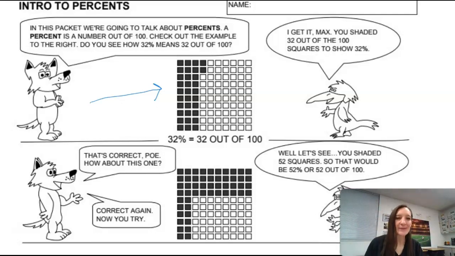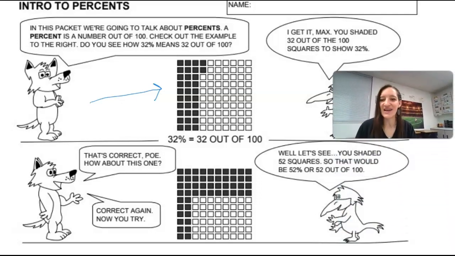The bird says, I get it, Max. You shaded 32 out of the 100 squares to show 32%. That's correct, Poe. How about this one? Well, let's see. You shaded 52 squares, so that would be 52%, or 52 out of the 100 are shaded black. So that's what we mean when we say percent.